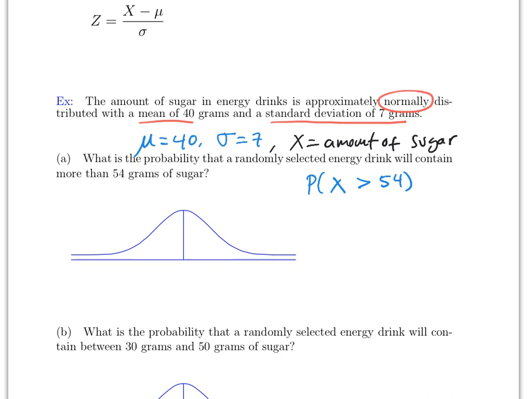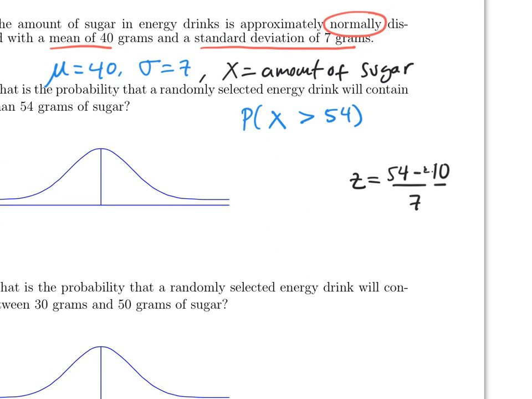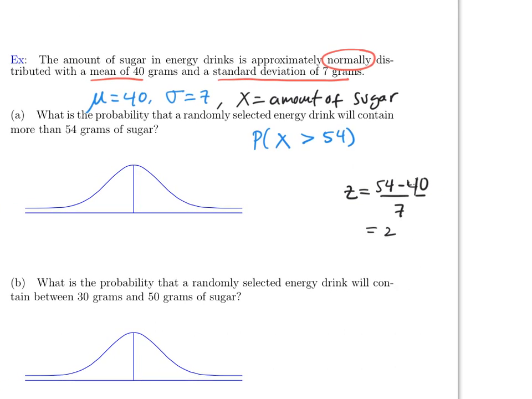So we do that. Z is going to be X. How much is X? 54 minus mu, which is what? 40 divided by what? 7. Okay, so minus 40, which is what? 2. Okay? Is that okay? So then the question technically becomes now, what's the probability that z is greater than what? 2. And once you get to this point, this is exactly your section 6.1.